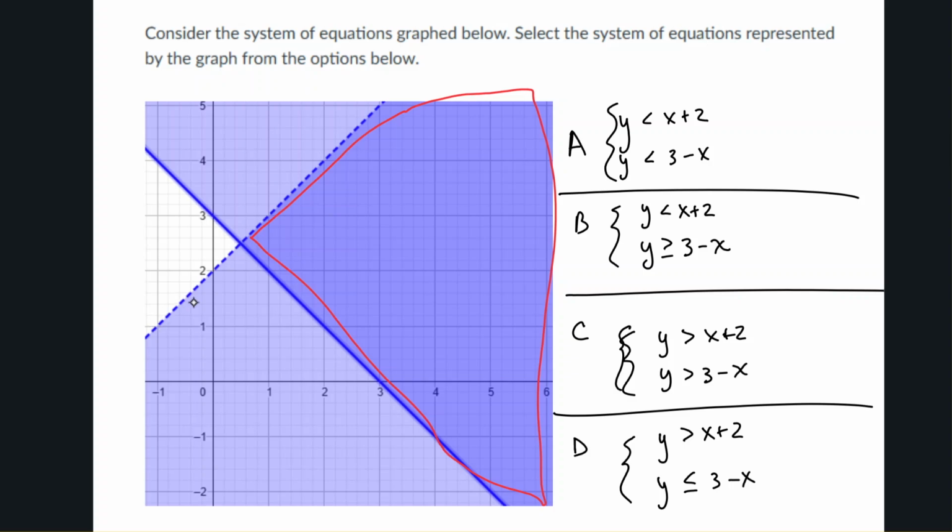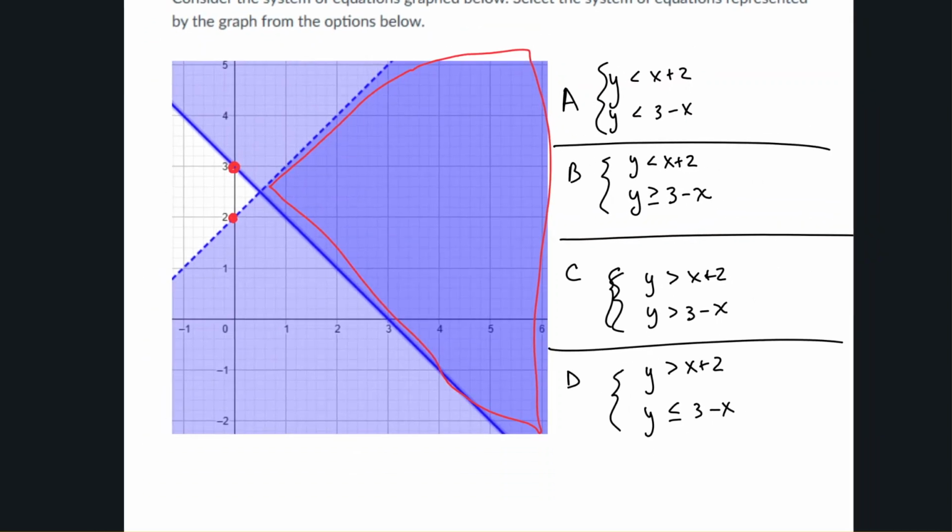I see that this line has a y-intercept at 2. This one has a y-intercept at 3. So if I was going to work out this problem, I'm not going to focus on the answer choices yet. I'm going to try to write out my own work. I know that I've got, let's say this is line 1, this is line 2.